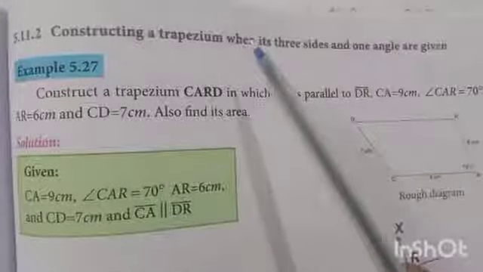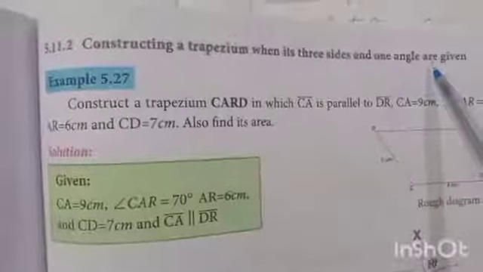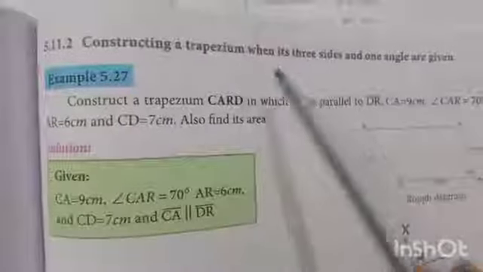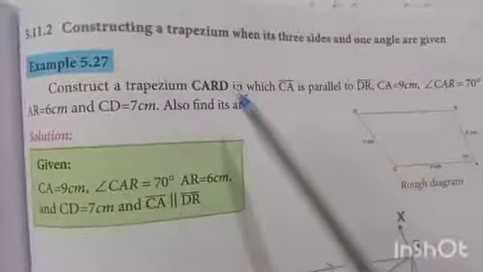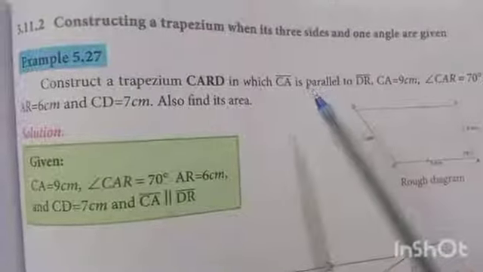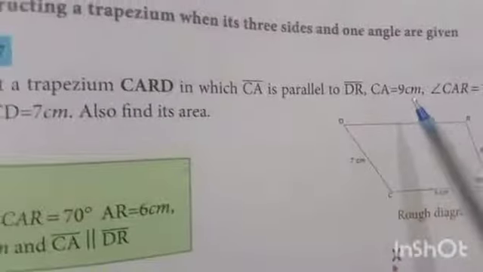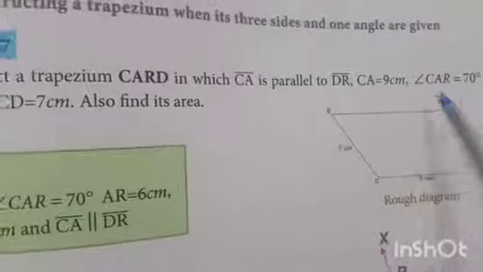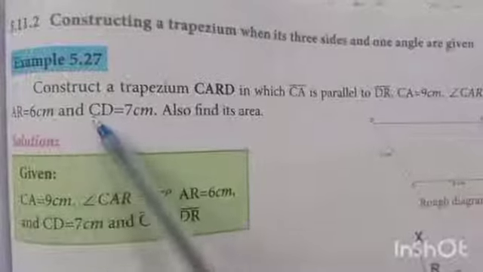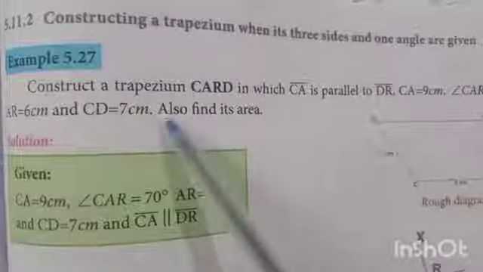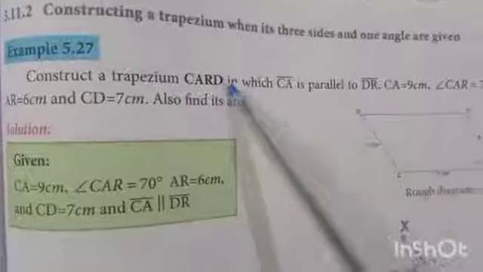Next one, constructing a trapezium with its 3 sides and 1 angle. The previous method was 3 sides and 1 diagonal. Here 3 sides and 1 angle are given. So construct trapezium CARD in which line segment CA is parallel to line segment DR. CA equal to 9 cm, angle CAR equal to 70 degree, AR equal to 6 cm and CD equal to 7 cm. Also find its area. Okay.